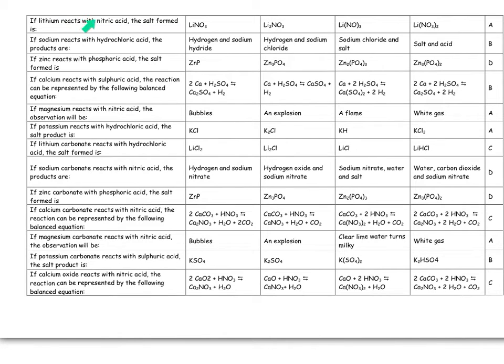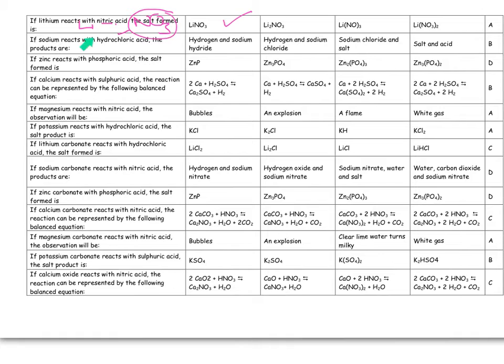If lithium is going to react with nitric acid, we're going to have a metal and an acid. We're going to get a salt. Lithium, nitric acid always gives you nitrates, salts. But we need to look at the valencies. Lithium is in group 1, so it has a valency of 1. Nitrate has a valency of 1, so it's LiNO3.